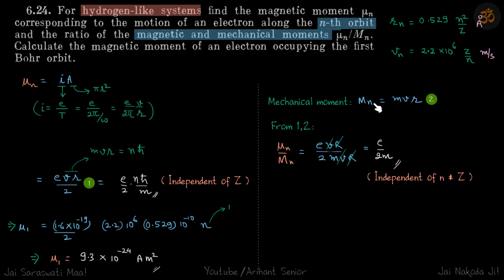Now mechanical moment is mvr. So again we will put the values of v and r here, actually we can just write it in variable form. So we need this ratio mu n by m n. That will be the ratio of evr by 2 divided by mvr. So that comes to be e by 2m. So you can see it is independent of n as well as Z. So it's a constant. Quite interesting.